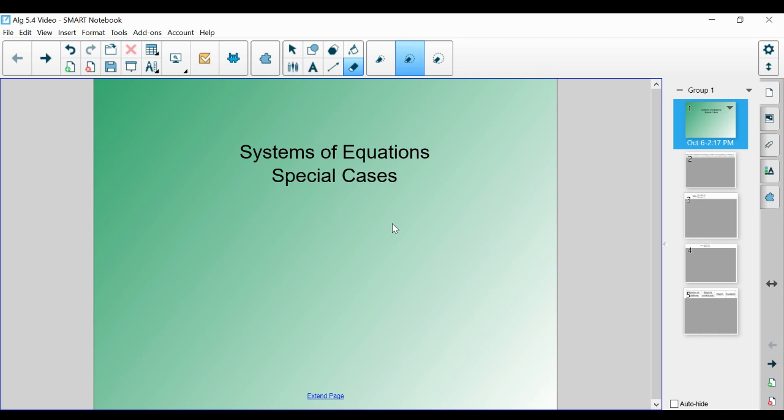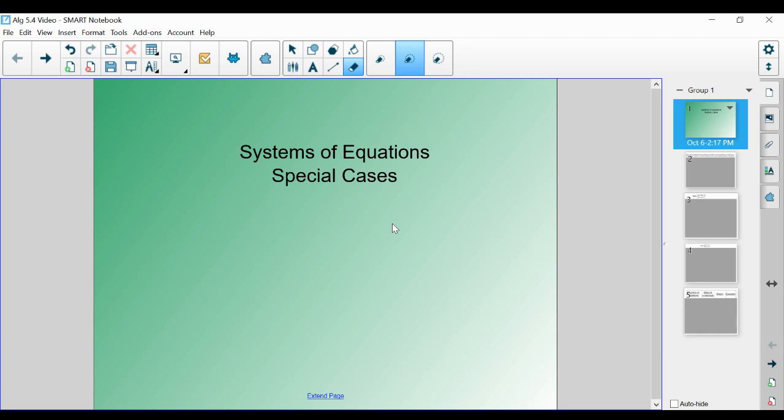All right, welcome back. So today we are going to be continuing our conversation about solving systems of linear equations. So far, we've discussed how to solve these systems by the graphing method, the substitution method, and the elimination method. Today, we're going to be bringing them all together, and we're going to be talking about special cases.